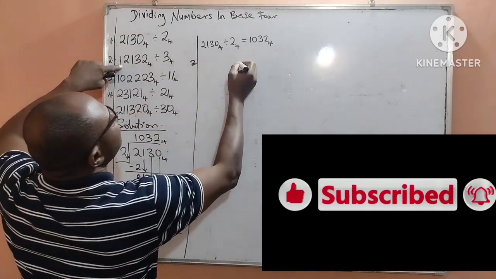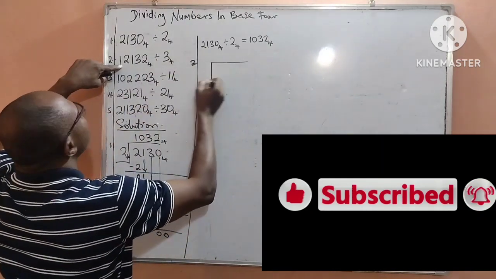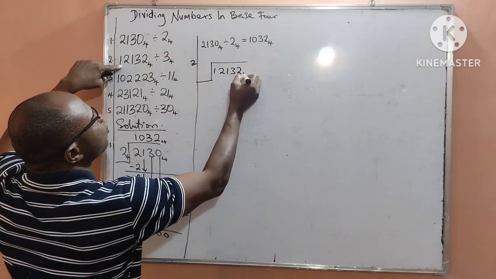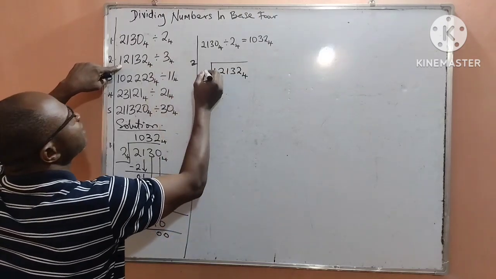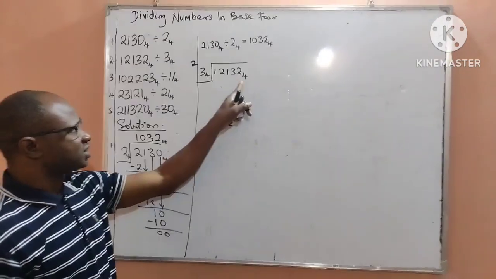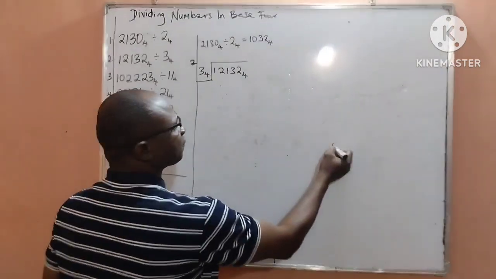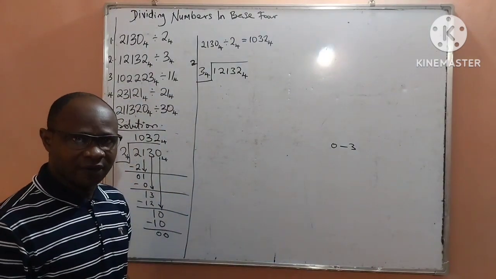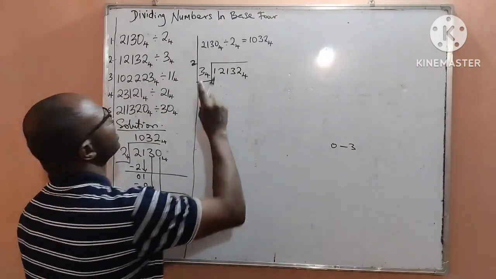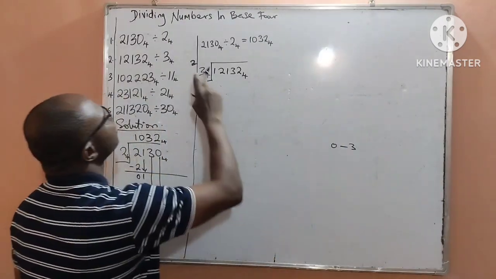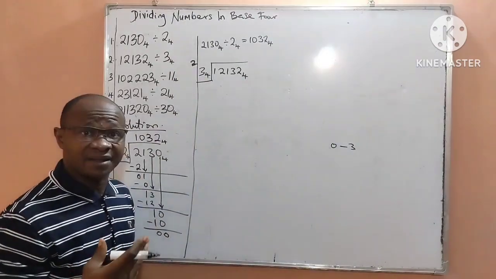Next is to divide 1, 2, 1, 3, 2 base 4 by 3 in base 4. Like I said, the digits that we can get are from 0 to 3, hence it is in base 4. Therefore, let us carry out multiplication in base 4 using 3, because we are dividing by 3 in base 4.